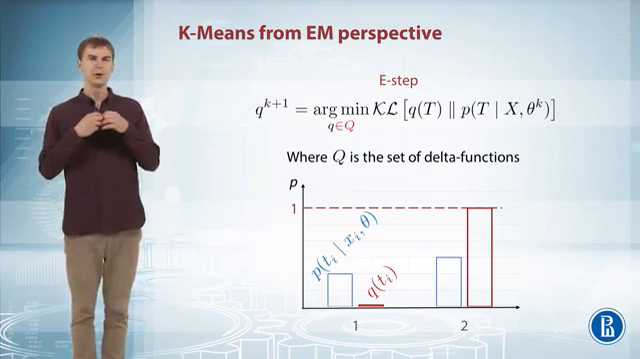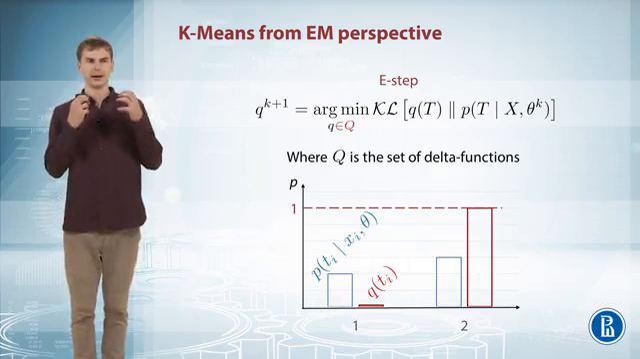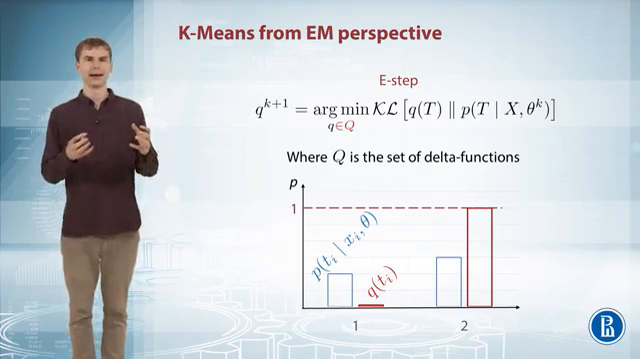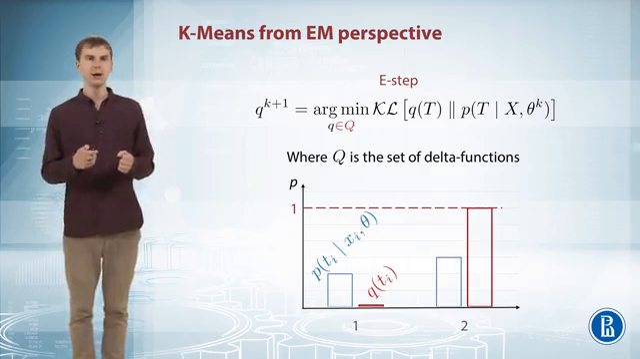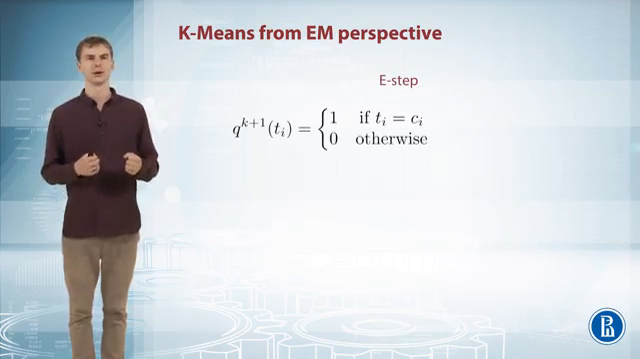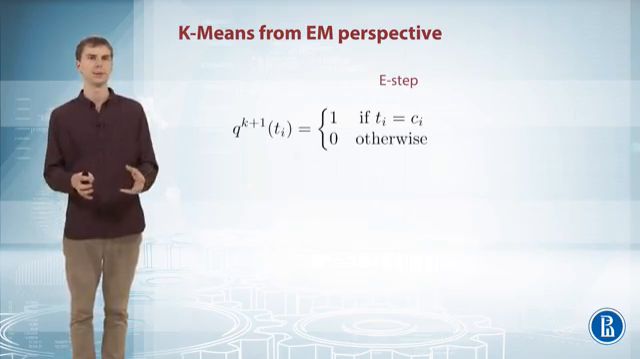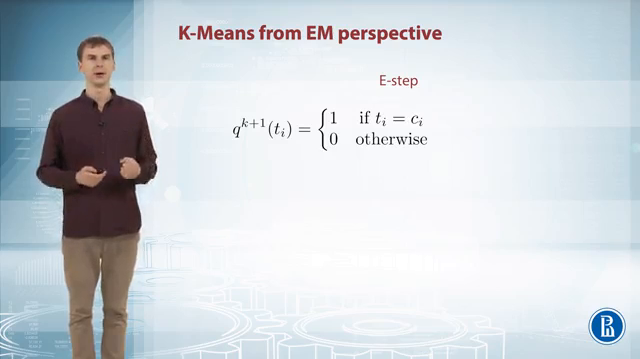So by restricting the set of possible Qs on the E step, we're actually approximating the actual posterior distribution with delta functions. And this way, the optimal Q on the E step will look like this, right? It's some delta function. So it's probability 1 when Ti equals some predefined value, and 0 otherwise. And what is Ci? What is this predefined value? Well, it's the most probable configuration according to our posterior distribution.